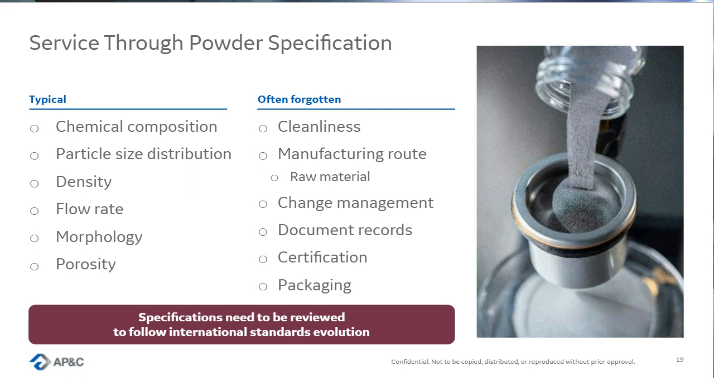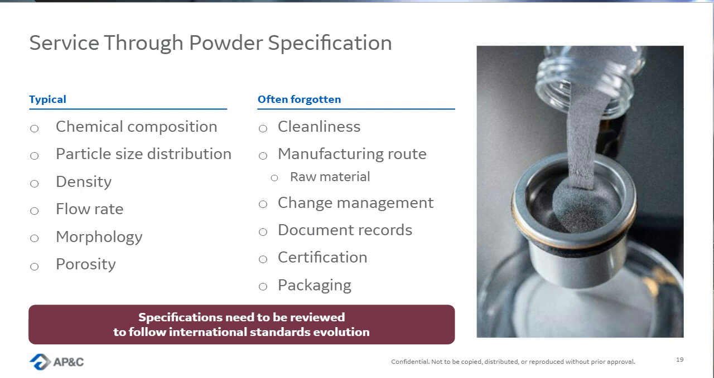But things that are often forgotten are cleanliness, defining the manufacturing route and the raw material to be used. Change, as we talked earlier, all the quality aspects of the process to make the powder. So change management, document records, certification, and also packaging. What will you require? Obviously, that can be complicated. That can be very different from one supplier to the other. So it's important that you discuss with your supplier about your spec. And a good supplier will give you their comments, will make sure that you do have the right specification and will comment why this and this works or not.